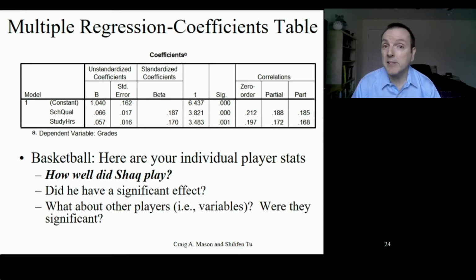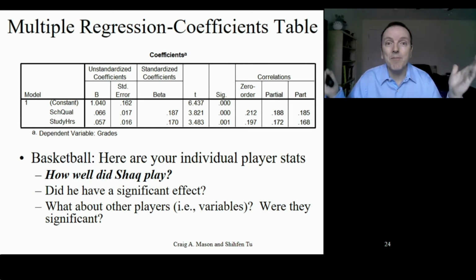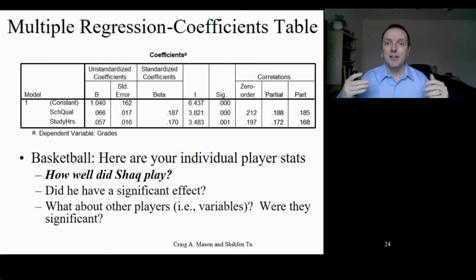Now, returning to our basketball analogy, the coefficients table is where you get your individual player stats. This is where we see, how did Shaq do? Did he have a large impact on the results? In other words, how large was the regression coefficient? Which players had a significant effect on the outcome? Which players had significant t-tests?